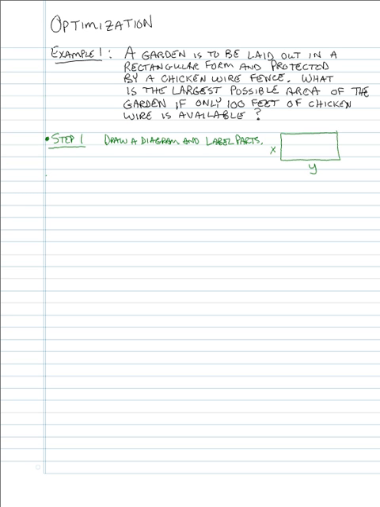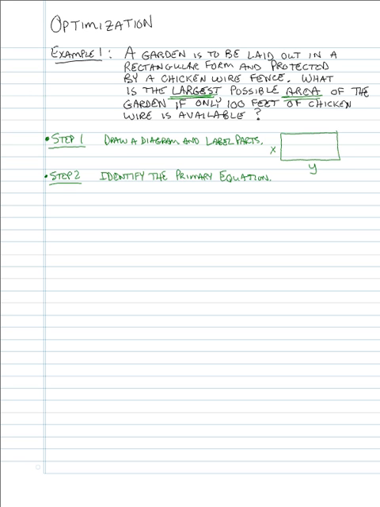Now, step two, and this is a critical step. Step two is to identify, or sometimes we might say create, the primary equation. Here's where we are with this. We're looking for an area, and that's really what the key word is: largest possible area.